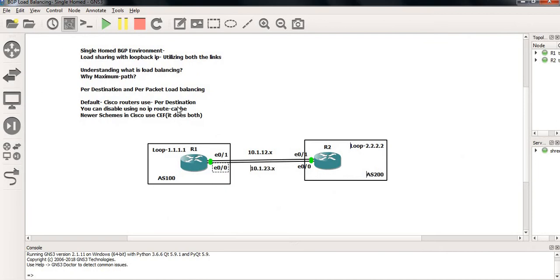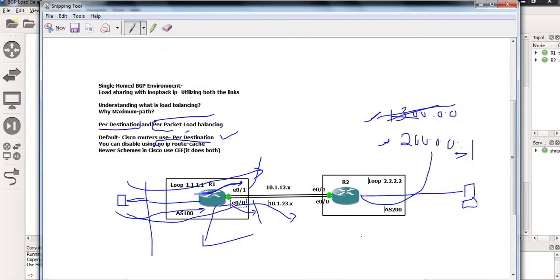Okay, I hope that overview was clear to you. So let's go ahead and do our configuration related to BGP, and we will enable load balancing in a single home BGP environment. Single home means that you have a single router from your customer edge to the provider edge. If you have multiple routers, let's say I have one more router here and one link going to this router, then that is called dual home.